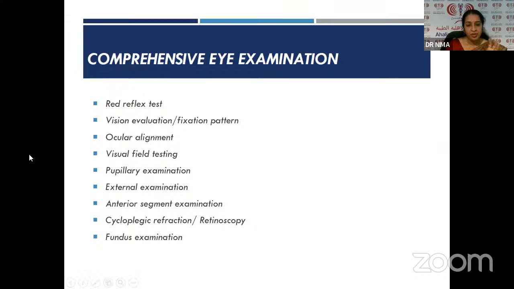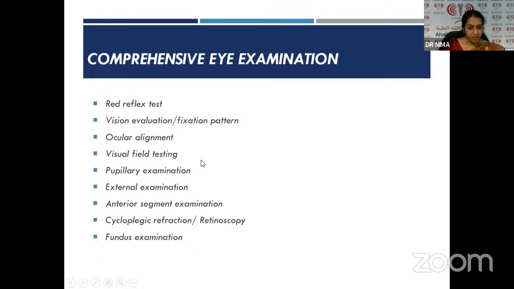So if any problem is identified, we will refer to ophthalmology. That is where we do the comprehensive eye examination. So you will be bringing your kit, and you should also know what we are assessing. It is not only the vision we are assessing, but we check for the red reflex, then vision evaluation, and look for any squint.